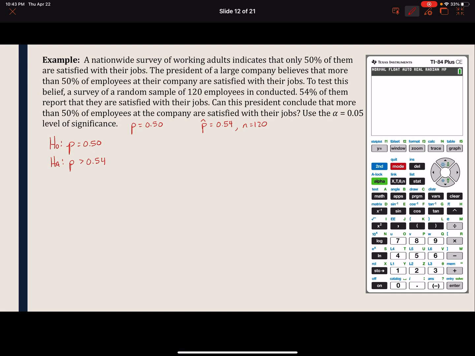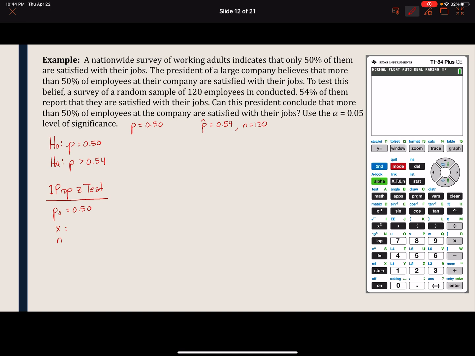We're going to run a 1PropZ test. The first thing it's going to ask us for is the null proportion, which is 50%. And then it's going to ask us for that x over n. Remember that in order to calculate this x, we have to take the sample proportion, the 0.54, and multiply it by the sample size. That gives us the count of people that said that they were satisfied with their jobs.